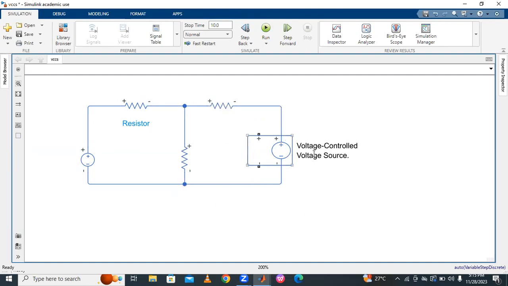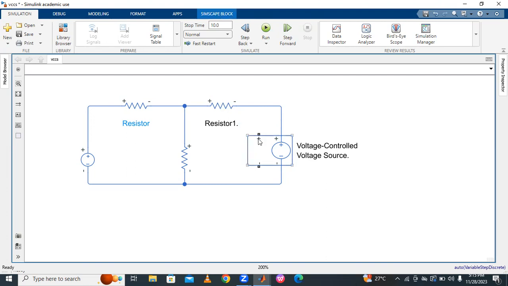Actually, dependent sources are represented by a rhombus symbol. To understand the purpose, they are represented here, but theoretically, dependent sources are drawn as a rhombus. For example, this is called 2Vx. It depends on a voltage, but it is a voltage source. For example, this voltage controlled voltage source depends upon the voltage drop across this resistor R1.